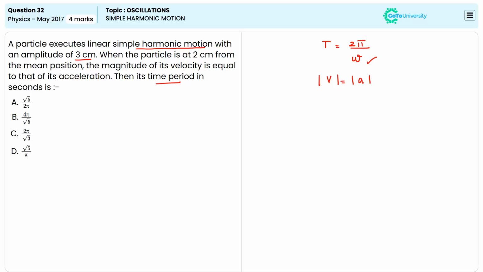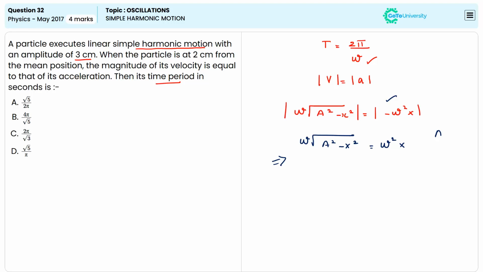The equation of velocity is omega root of a square minus x square, whereas the equation of acceleration is minus omega square x. But here it's given in the question that the magnitudes are equal. So we can take omega root of a square minus x square equal to omega square x. When we rearrange the equation in terms of omega, we will get the value of time period. So now we need the value of omega from this.